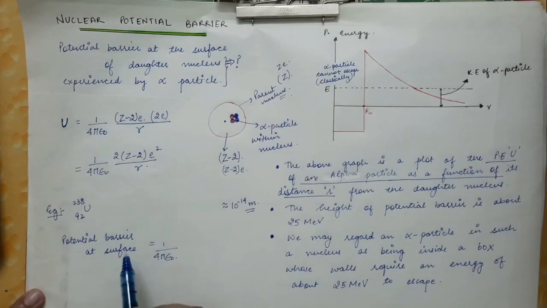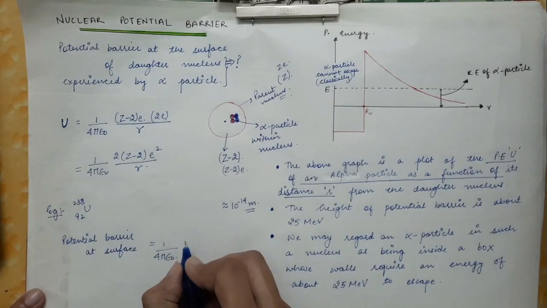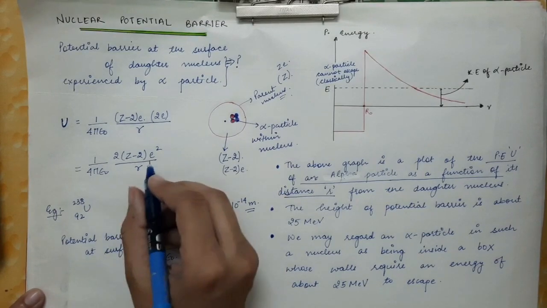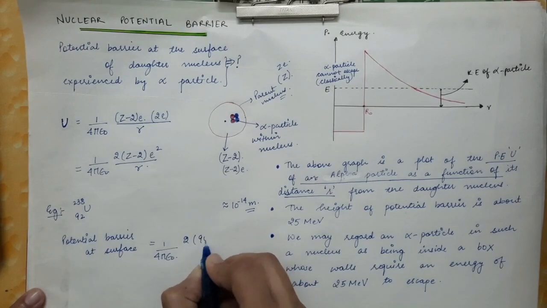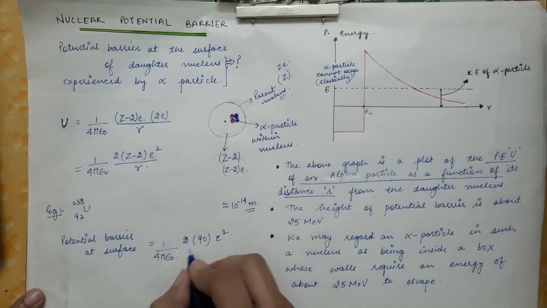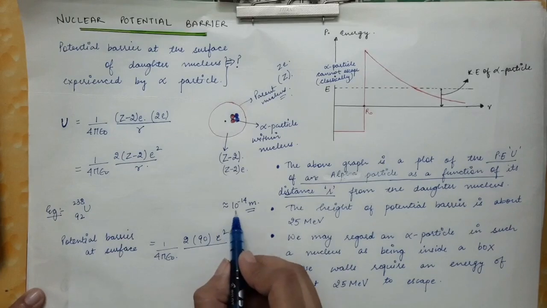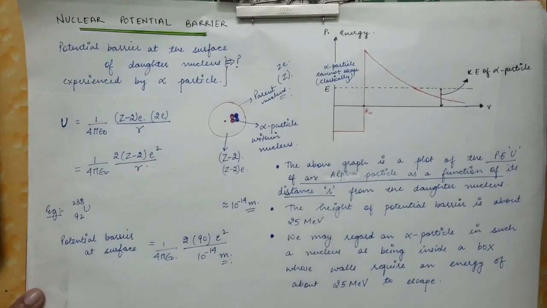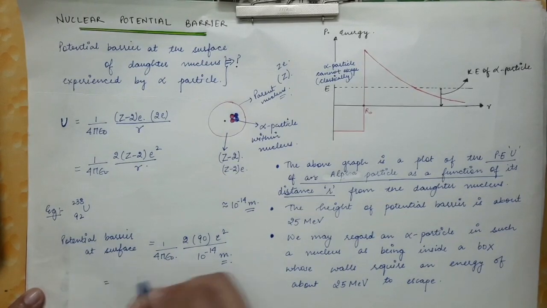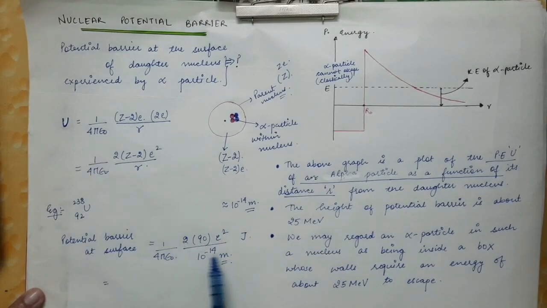So the potential barrier at the surface will be equal to 1 by 4 pi epsilon naught 2 into (Z minus 2). Now Z is equal to 92, so 92 minus 2 will be equal to 90, into E square divided by the distance. The distance is about 10 power minus 14 meters. When this whole expression is evaluated, it will come out in joules because it is the potential energy, when you put all the values in terms of SI units.